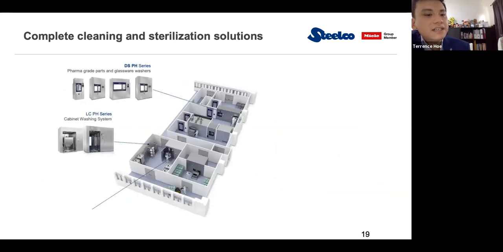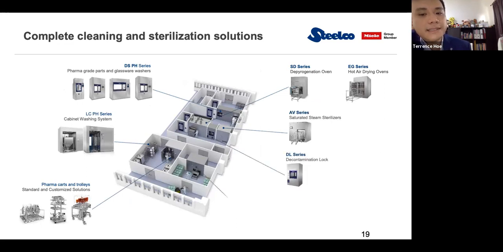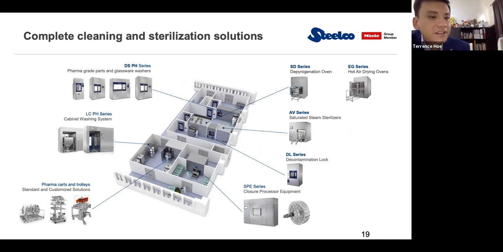In the pharmaceutical manufacturing area, Steelco Pharma provides this type of equipment. We have the pharma grade parts and glassware washer and cabinet washing system, and we customize all the carts and trolleys. We also do depyrogenation ovens, with temperatures up to 250 to 300 degrees Celsius for empty valves, to remove endotoxin. We have hot air drying ovens to dry plastic granules or raw materials. We have a saturated steam sterilizer that functions at 121 degrees Celsius, to sterilize garments, glassware, or any kind of contact parts for the pharmaceutical manufacturing GMP area.